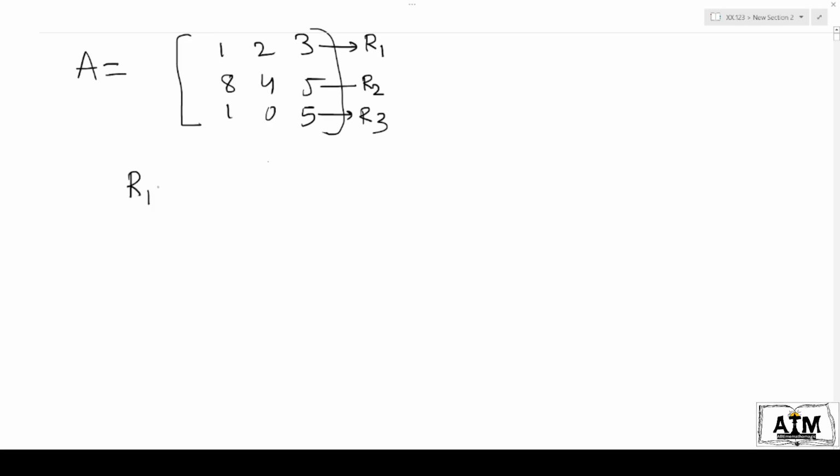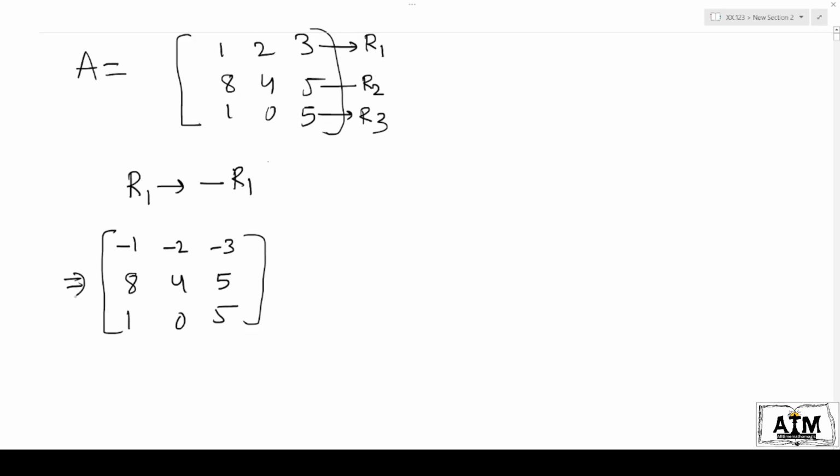Suppose somewhere you wish to do R1 tends to minus R1, then what to do? Every element of R1 will change its sign. Here it is minus R1, we have to perform minus R1. So that is equal to minus 1, minus 2, minus 3. Every element will change its sign only in R1, whereas R2 and R3 will remain the same. R2 is 8, 4, 5 and R3 is 1, 0, 5, which will remain the same. So this is the result of R1 tends to minus R1.